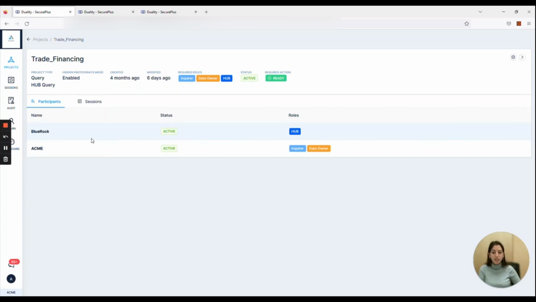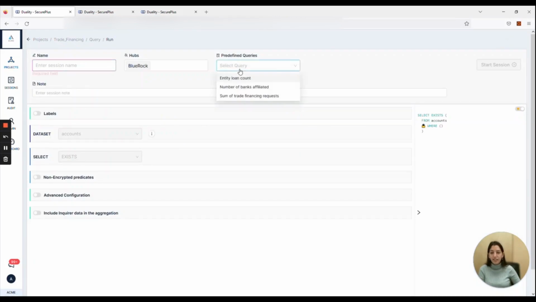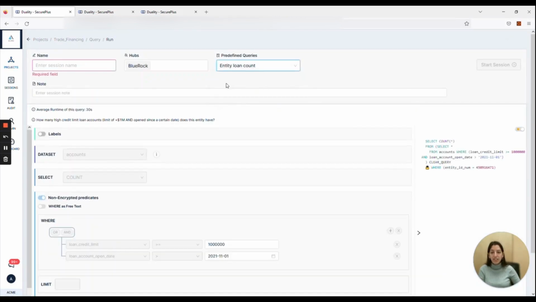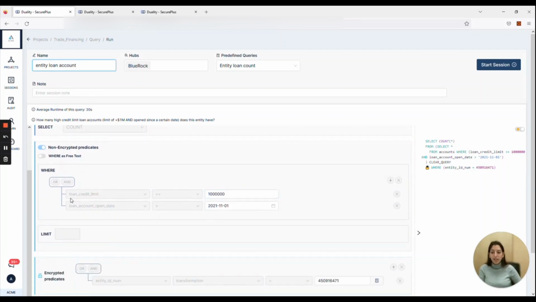Let's get started and run our first session. If I head on over here and select my first query, entity loan account, we can get started. We'll give our session its name and review what the query holds. We will be checking how many high credit limit loan accounts Michael Jones has. We've set our loan credit limit to over $1 million and our loan account open date to the last year. And as our encrypted predicate, we have Michael Jones's ID. Once everything is set up and configured, let's run our session.